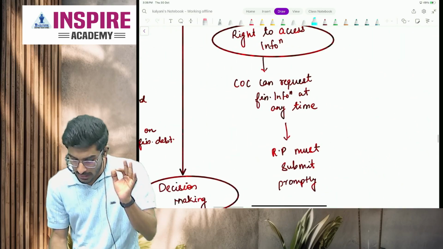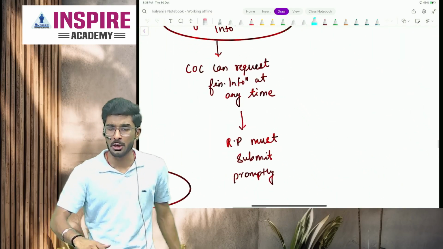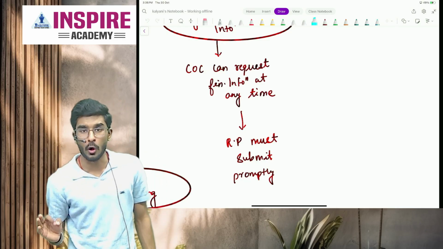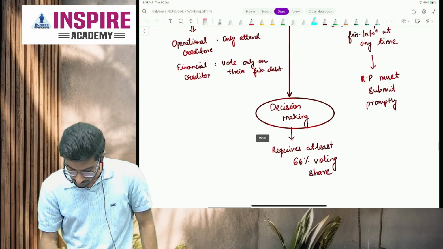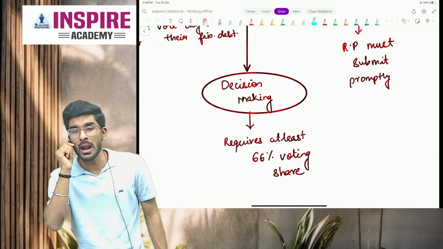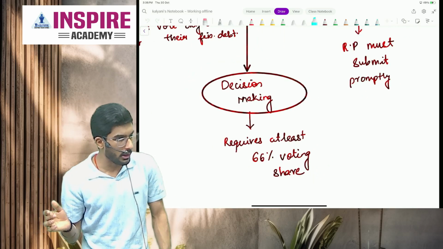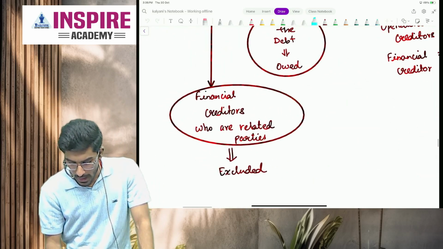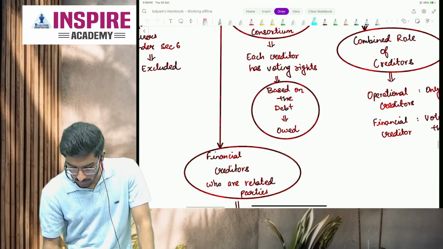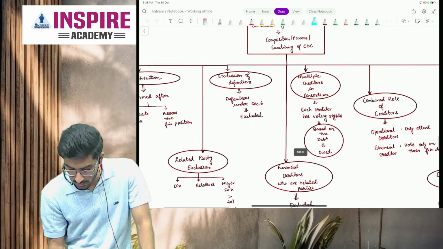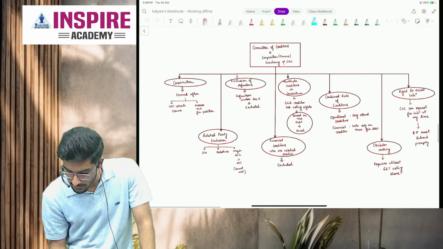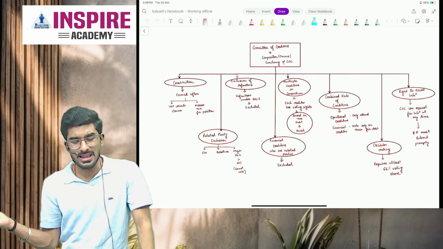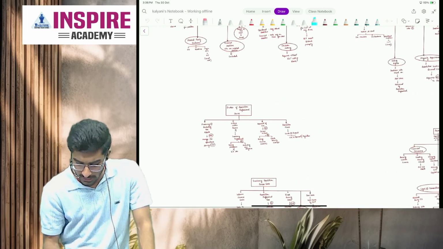And next is the right to access information. The COC can request any information about the corporate debtor, and the IRP has to give that information promptly. Decision making will require a 66% majority. Yes or no, people? And next is, we all know this, financial creditors who are related parties will be excluded. Yes. So we are done with how many points? 1, 2, 3, 4, 5, 6, 7, 8. That's it, people. Let's come to the next one.